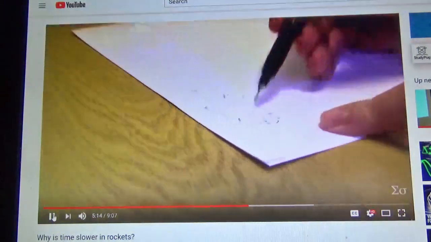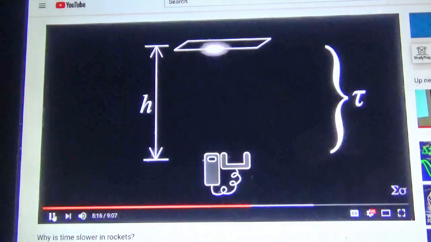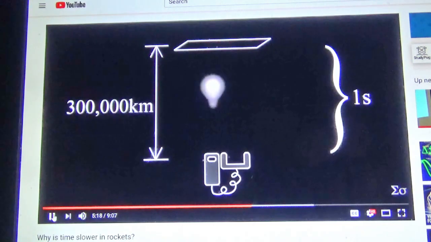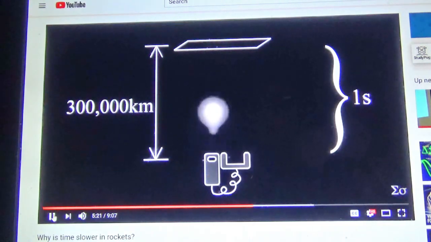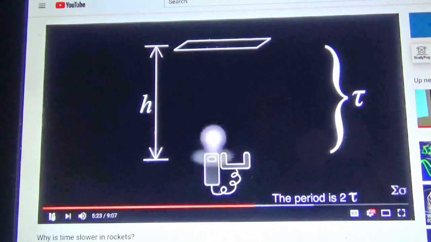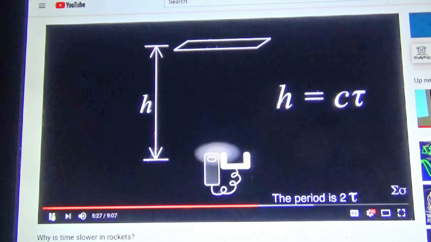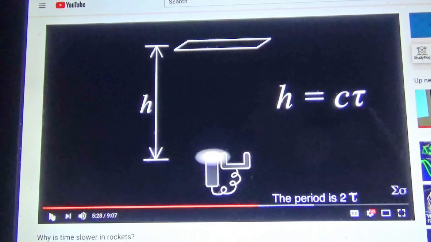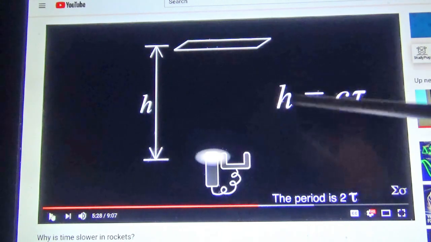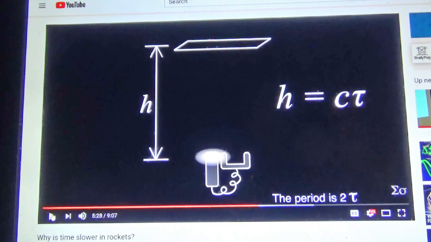So this is going to be a clock that's probably, if we make it, the trouble is if we wanted it to be a second between ticks, this thing would have to be 300,000 kilometres long, which is not terribly practical. So it's probably going to have a shorter tick, but we can write h in terms of the period as c times tau. So tau is the time interval, h is the distance, and c is the speed of light. So speed of light times the time interval gives you a distance, and it's supposed to be this distance.